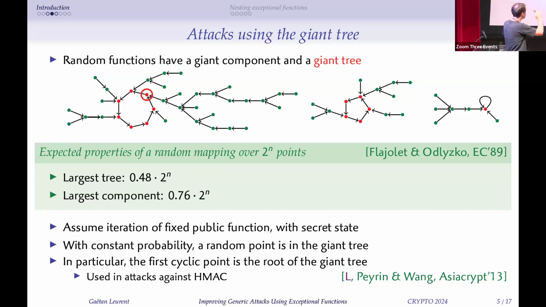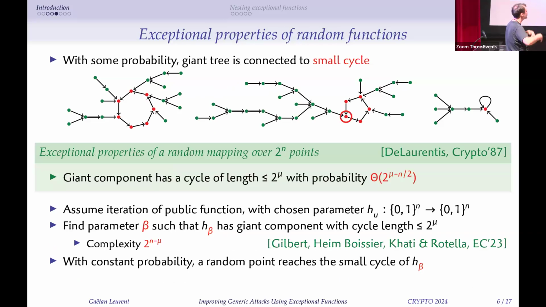And this is all assuming average properties of random functions. But there are also things that are known about the distribution of those properties and how they can deviate from the average. In particular, something that happens with some probability is that the giant tree can be connected to a small cycle. So on average, you expect that the giant tree is connected to the largest cycle, of size about 2^(n/2). But sometimes it will be connected to a small cycle.